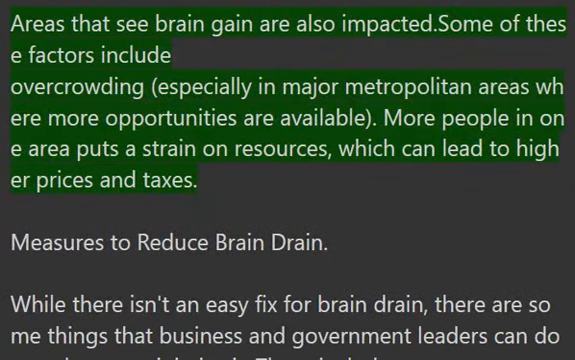Areas that see brain gain are also impacted. Some of these factors include overcrowding, especially in major metropolitan areas where more opportunities are available. More people in one area puts a strain on resources, which can lead to higher prices and taxes.